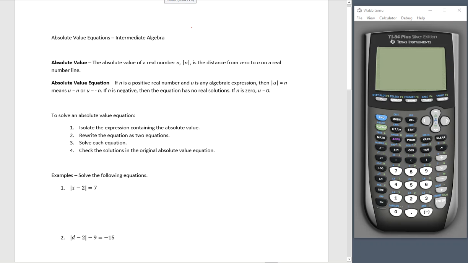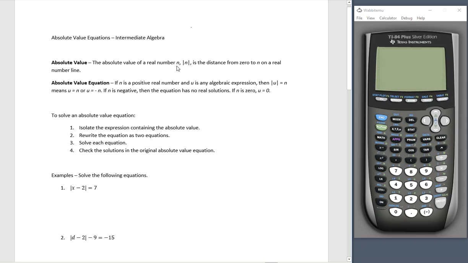Hello, and welcome to Absolute Value Equations. We're going to take a pretty straightforward intermediate algebra look at these equations today. So first of all, what is an absolute value?